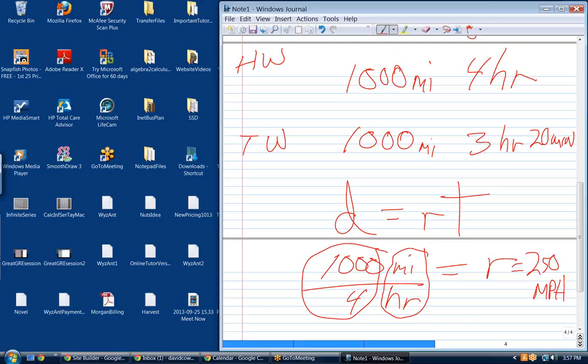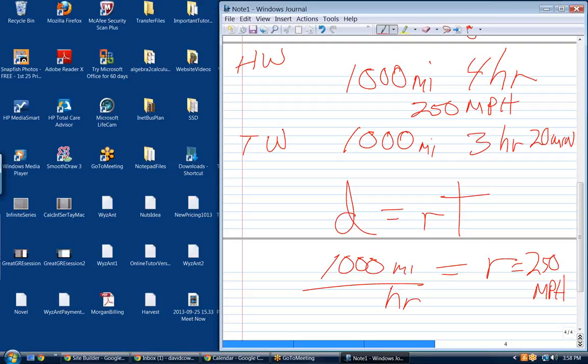So first we're going to talk about ground speed. It was 250 miles per hour going out. What is its ground speed coming back? Covering the same 1,000 miles, but only taking 3 hours and 20 minutes. So you'd have to convert that into a decimal. We can't divide by 3 hours and 20 minutes; we can divide it by some number of hours.